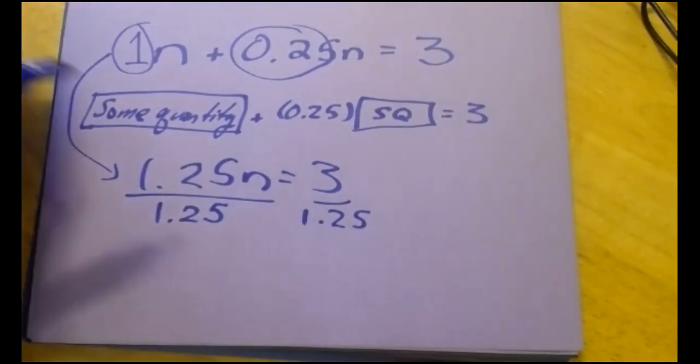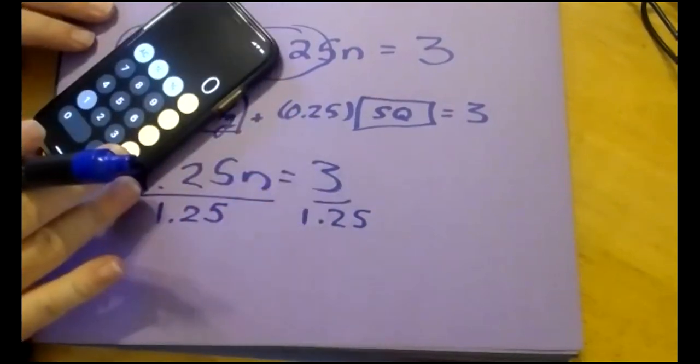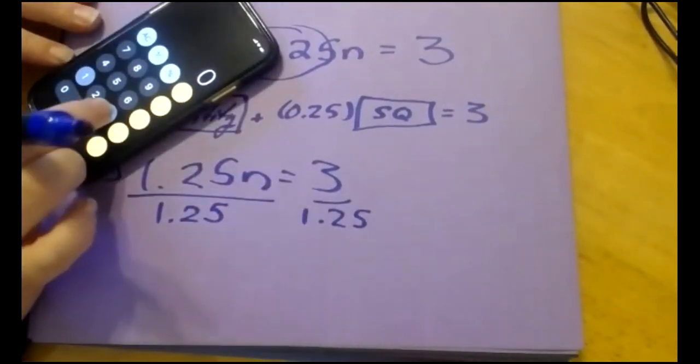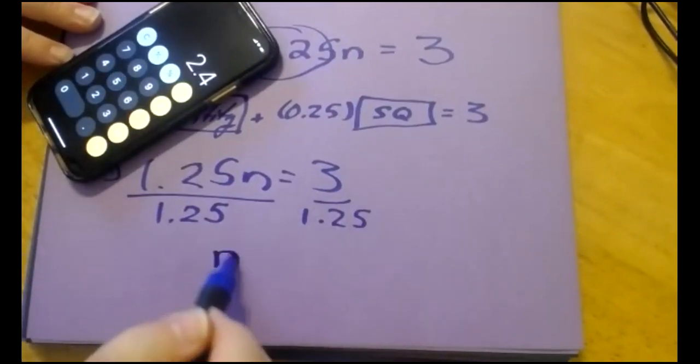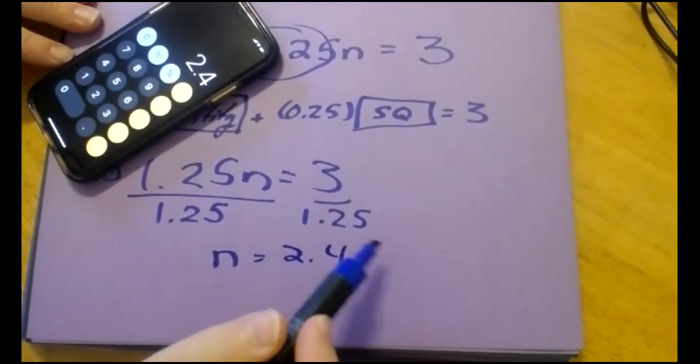Of course, we would go through dividing, and remember the word million is here as a label. So it's going to be 3 divided by 1.25, which is 2.4. So n is 2.4 million.